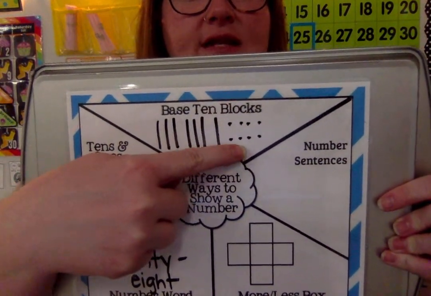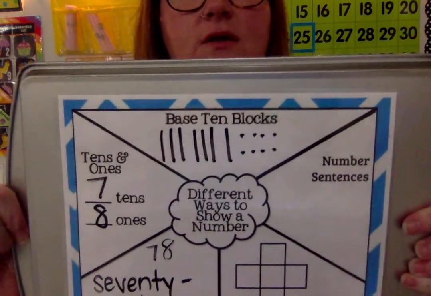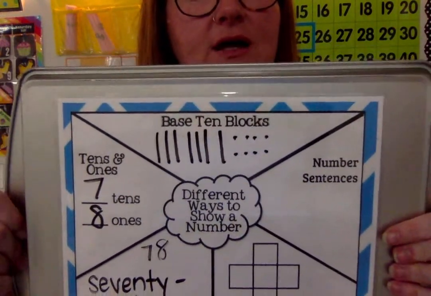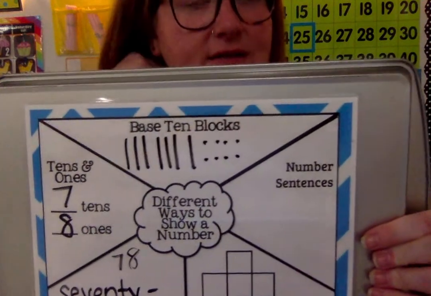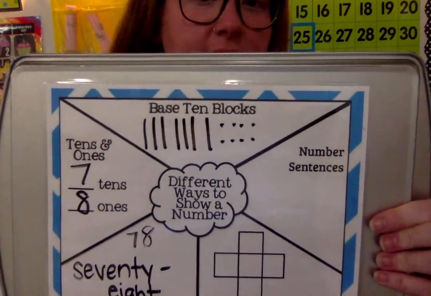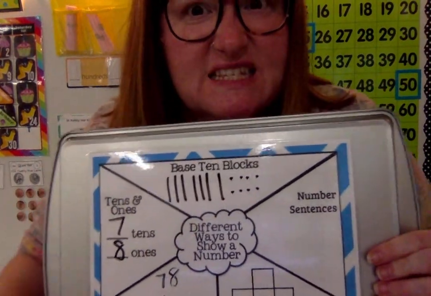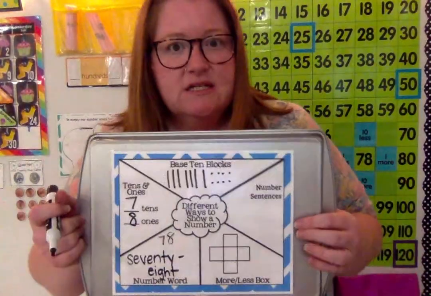8 ones. I did mine as 4 and 4. Or you might even see it as 4 at the top and 4 at the bottom. I just remember 4 and 4 makes 8. I liked to do it that way. 7 tens, 8 ones.